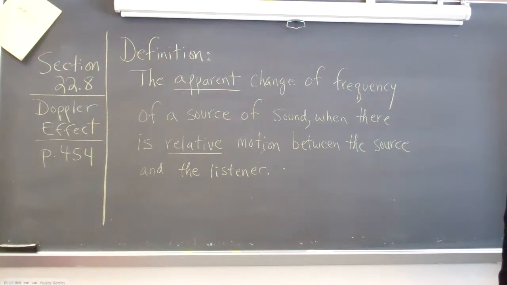Now, somebody actually riding on the train would not perceive that change in frequency because the passenger on the train is moving at the same speed as the train itself, and they're not moving away from each other or toward each other. They're both moving in the same direction at the same speed. So there wouldn't be any apparent change of frequency for that listener, only the person at the train station.